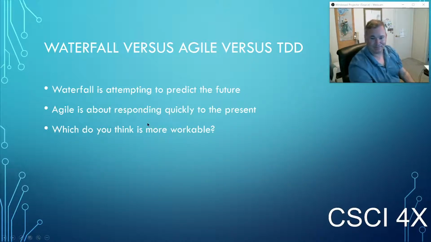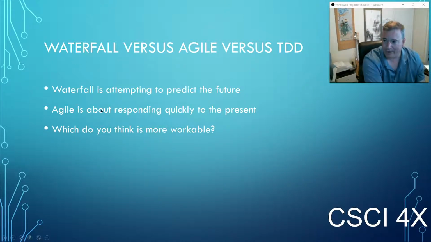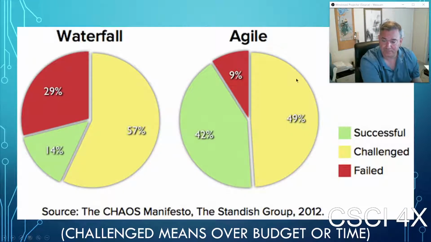Okay, so waterfall is bad because it attempts to predict the future, and the future never goes the way you think it does. Agile is about responding quickly to the present. And so this is a great graphic from the Chaos Manifesto, which is one of the big things in Agile. And you can see how successful projects are in waterfall versus Agile.